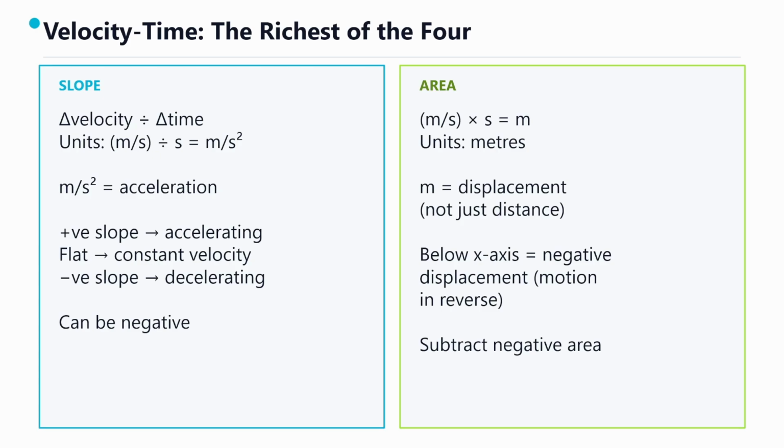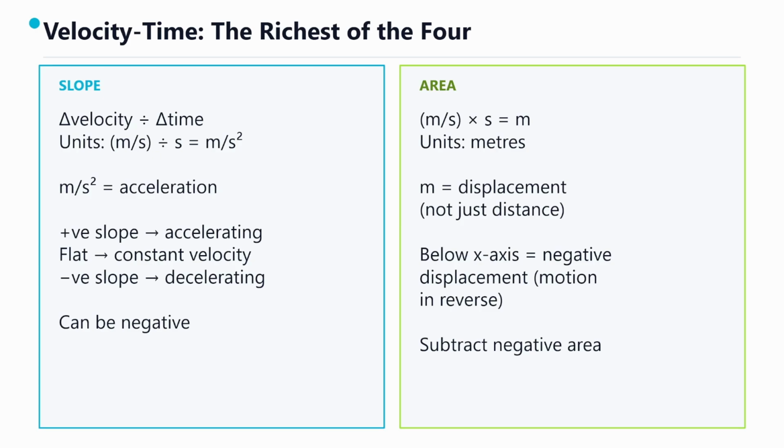So a positive slope means it's positive acceleration, meaning the body is speeding up. If it's negative, it's slowing down. If it's flat, it's a constant velocity, since the velocity isn't changing, and that means there's zero acceleration. It's the exact same logic as the speed time graph, except now it can go negative. Now the area here is meter per second multiplied by second. So the seconds cancel and the ultimate unit is meters. But here it's displacement, not distance, because velocity has a direction.